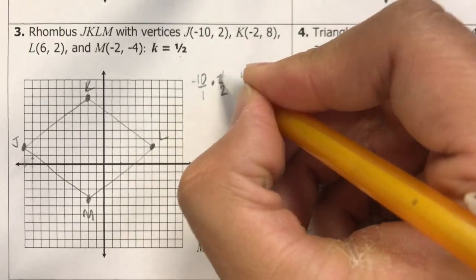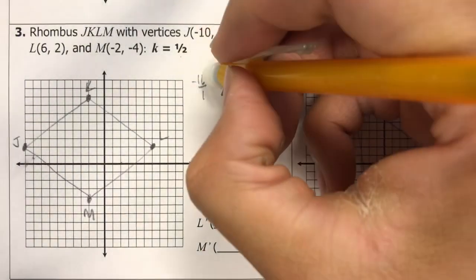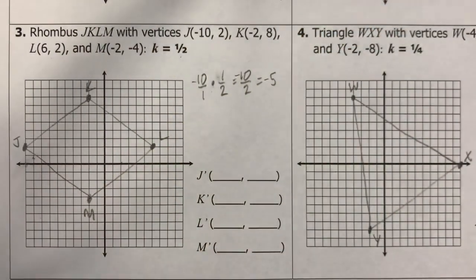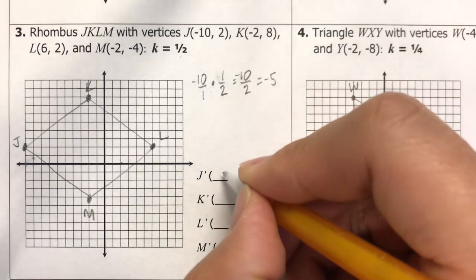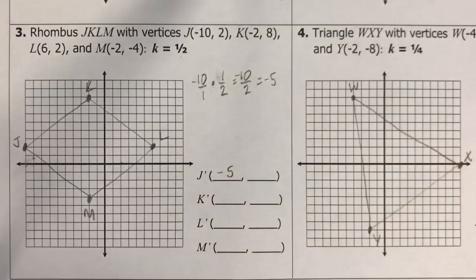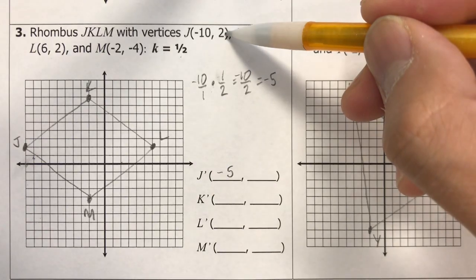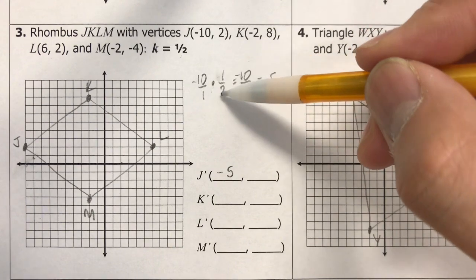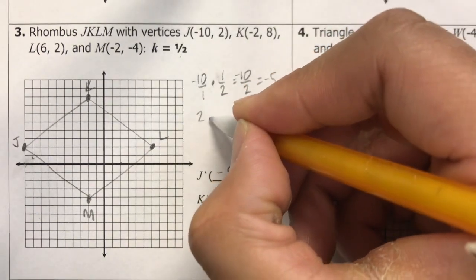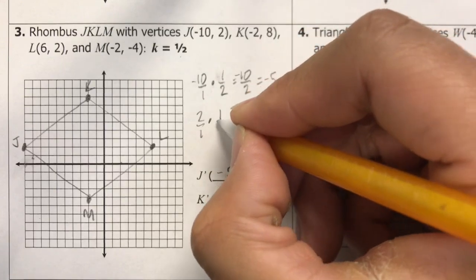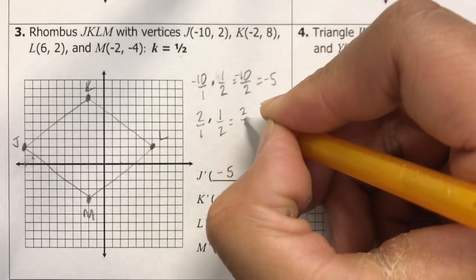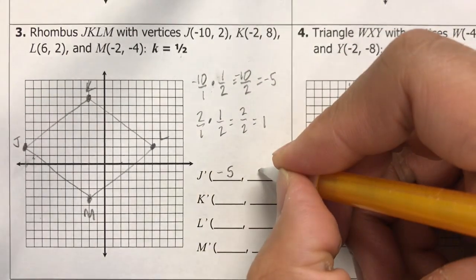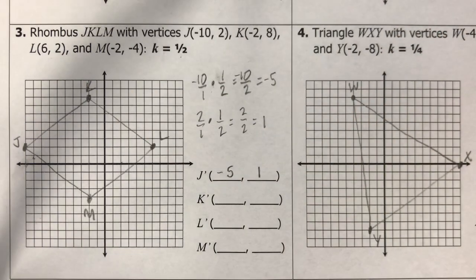Oops, and those should be negative. So negative 10, and then that's a negative 5. And so I know that J prime, that first value, is negative 5. Here, I have 2. So I would use the same method. I would have 2 over 1 times 1/2, which is equal to 2 over 2. 2 over 2 reduces to 1. And so I know that J prime, the Y value, is now 1.